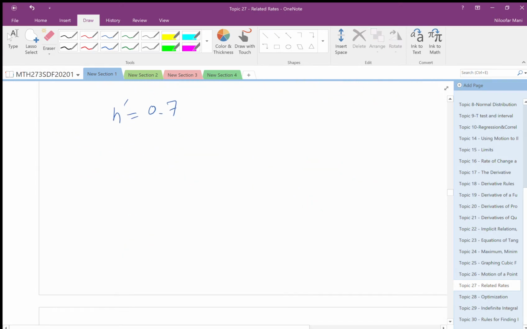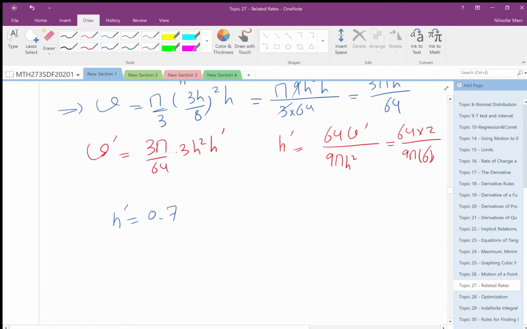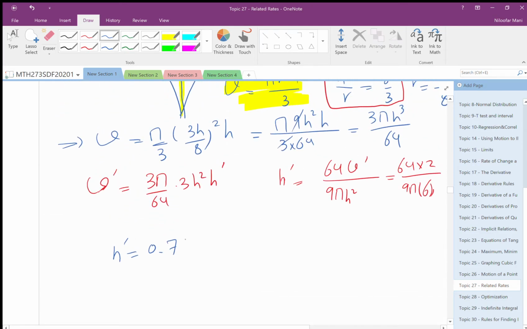Am I right here? Did I write it? No. So 0.75, and I can underline that, check that it is 0.75. So 0.75 what for h? Centimeter per second. So it is increasing with this rate.